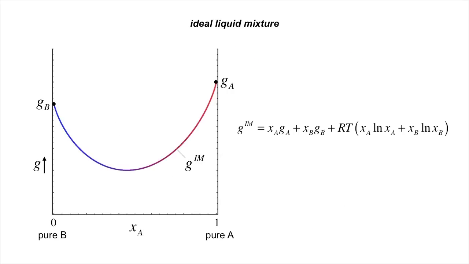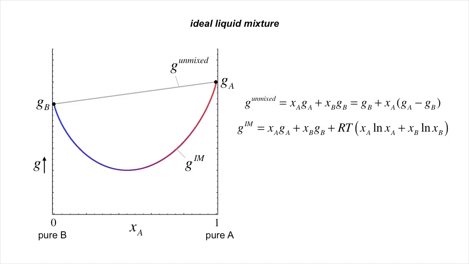To see if this is true, let's take a look at a plot of G_IM versus X_A. As you can see, G_IM has a value of G_B or G_A at X_A equals 0 or 1 respectively, corresponding to pure B or pure A. But at mole fractions in between, G_IM drops below the Gibbs free energy of the pure species due to the random mixing term. To see this clearly, we can also plot G unmixed, which if we recast as an intercept and slope, is given by a tie line connecting G_B and G_A.